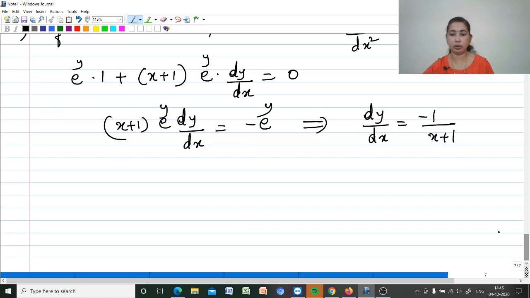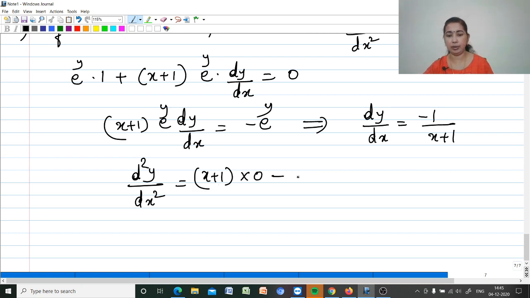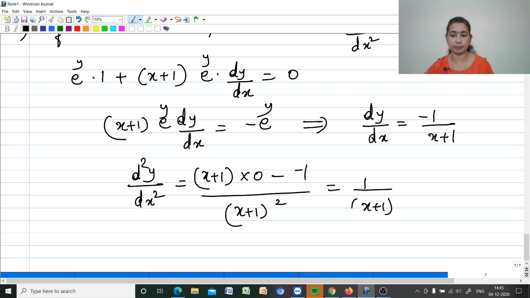Now we have to find what is the second derivative, that is d square y by dx square is equal to, we have to differentiate this by using quotient rule. So denominator into derivative of numerator is 0 minus numerator is minus 1 into derivative of denominator is 1 whole divided by x plus 1 whole square, which is equal to 1 by x plus 1 whole square.